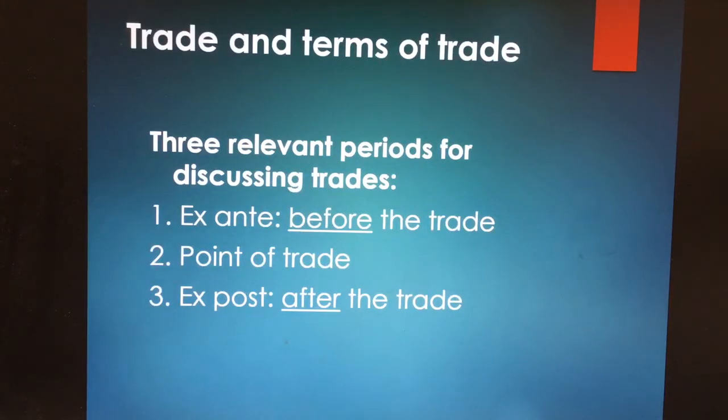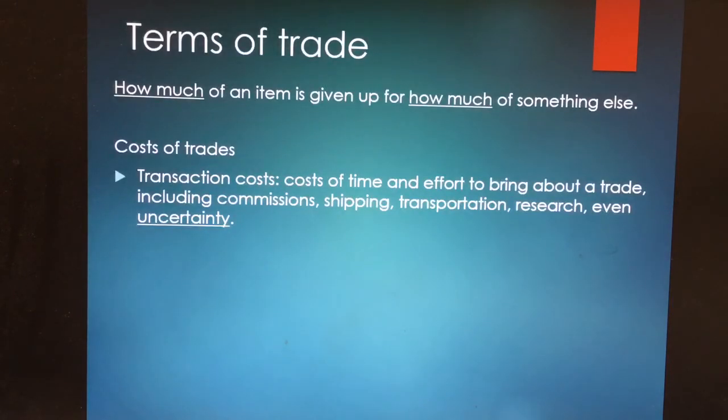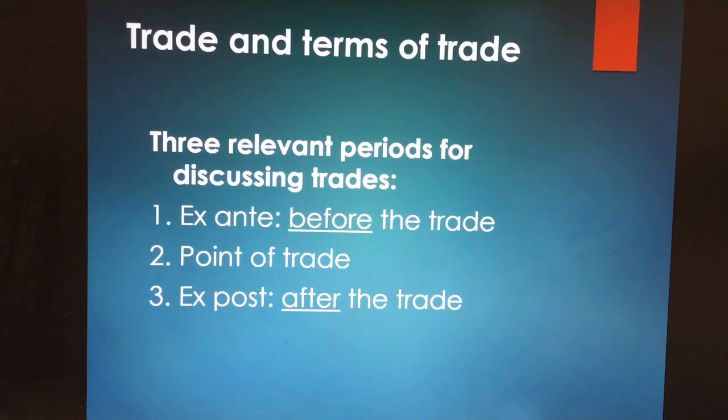Well, let's talk about trade. There are 3 relevant periods for discussing trades: ex ante, that is before the trade, the point of trade, and ex post, after the trade. The ex ante is before, and in free markets, we assume that people are trading for their own benefit, and they will not engage in a trade unless they believe it's going to be to their benefit. That's why we say that trades in free markets are win-win. Both parties believe they're better off with the trade than without. Otherwise, they wouldn't be trading.